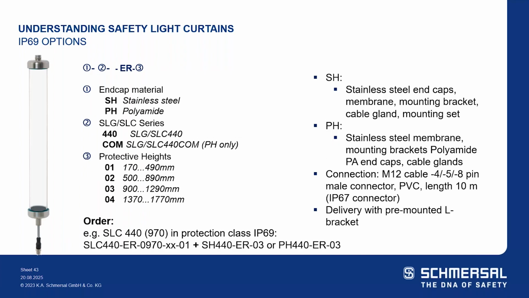So when you order the IP69 enclosure, you're choosing your light curtain first. Then you're going to choose the part number for the protective tube and end caps, whether it's going to be stainless steel or the polyamide, depending upon the series and depending upon your needs. So you order the light curtain, you order the IP69 housing, and they are factory assembled.